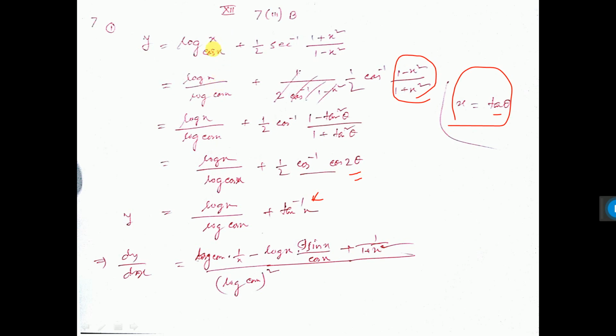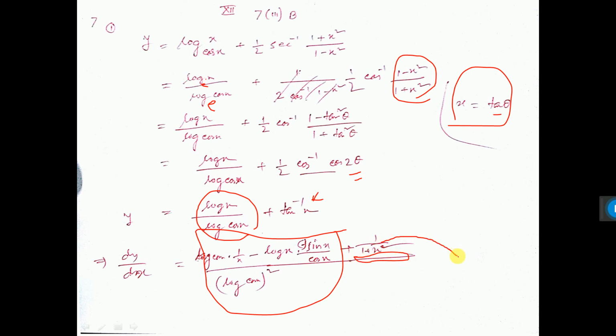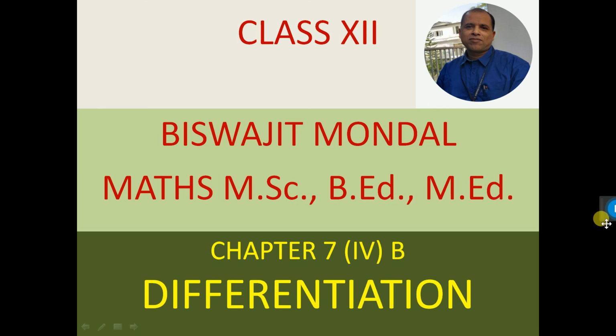And here log x base cos x will be log x by log cos x. That formula: log m base n equals log m base c divided by log n base c. So base c I have not written here. You can write it or not, that is a different thing. So here you apply the u by v formula: v square, v dx of u minus u dx of v, up to this. And this one will be plus. After giving the plus sign, you have to write here it is. That is the answer. That's all for this video.